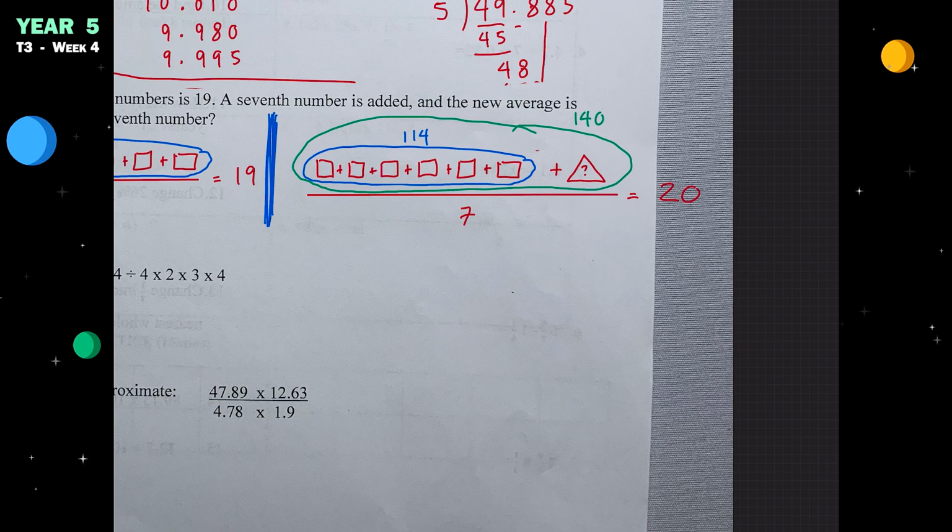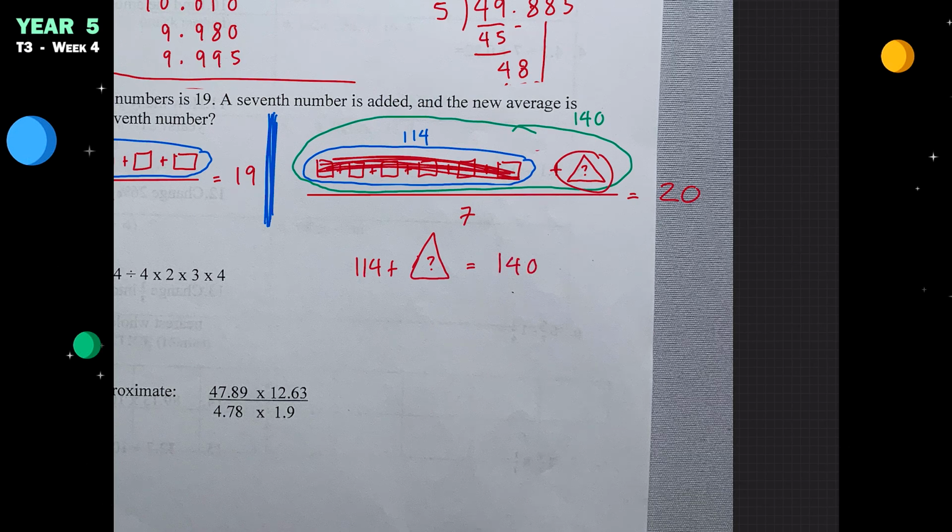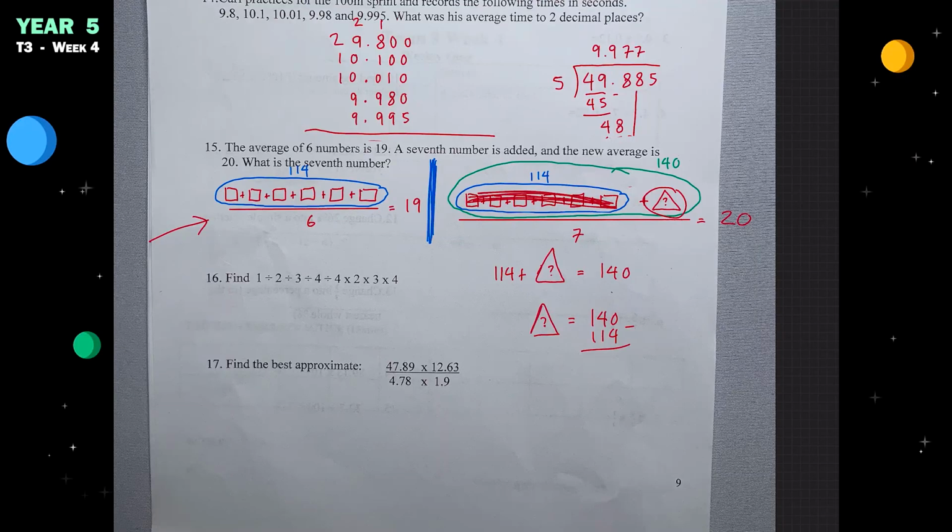Excuse me, my voice is dying, I think. So all of this will be 114 plus some number, so plus another number here, and that'll give me a total of 140. So what's this number? How do you figure it out? You just do a subtraction. You find a difference. So this triangle number is equal to 140 subtract 114, and you can work that out. Once you work it out, you'll get the 7th number. Okay, so do that. I'll rub this out.